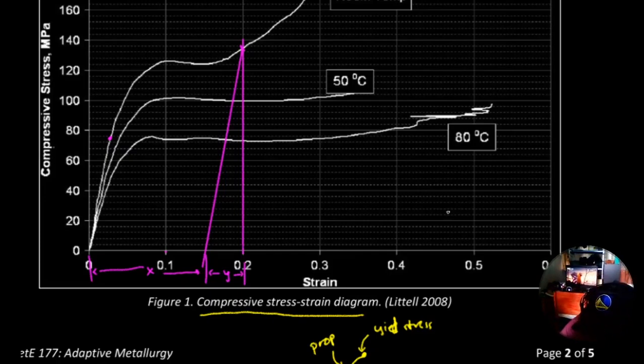So tingin mo, let's go with Ivana. Tingin mo, Ivana, alin dyan yung recoverable strain at alin dyan yung permanent na deformation? Is it X or is it Y?